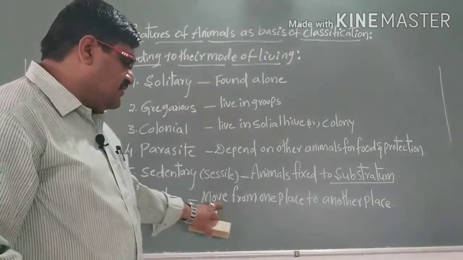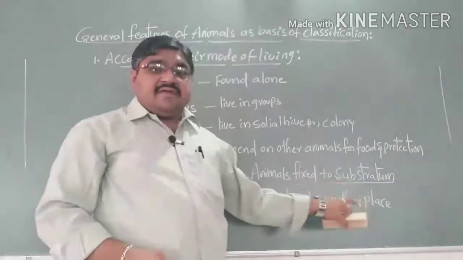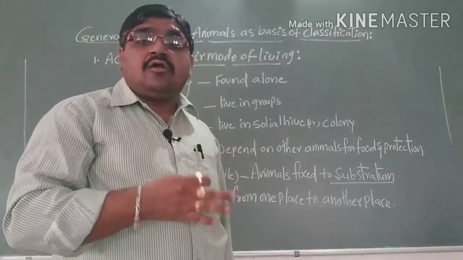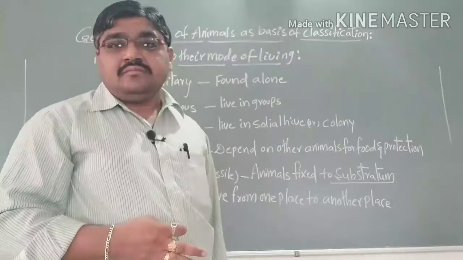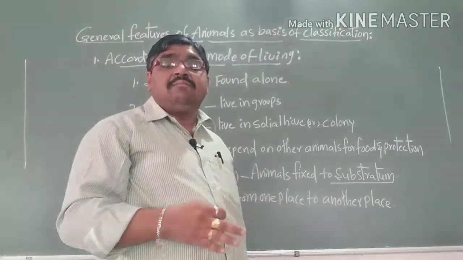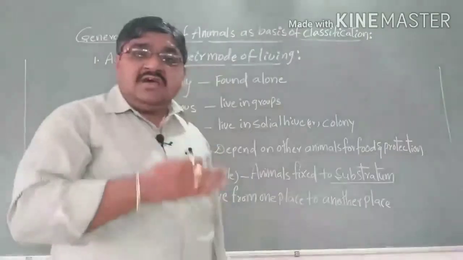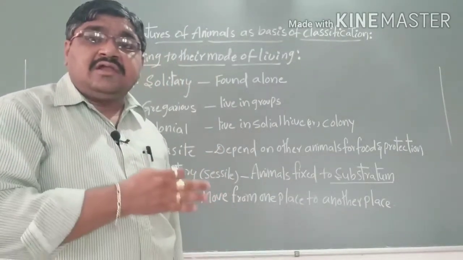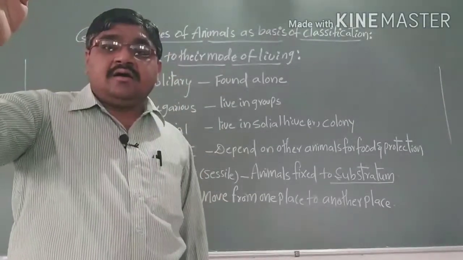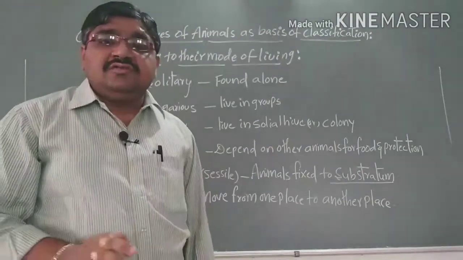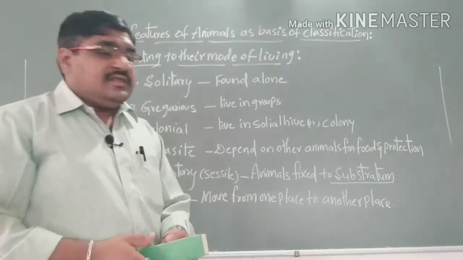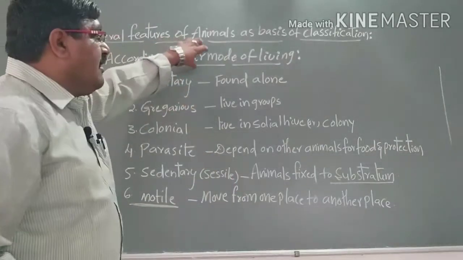Here organisms will move from one place to another place. They have different locomotory organs present. With the help of locomotory organs, they have the capability of moving from one place to another. So these are the various types of organisms based on their mode of living.